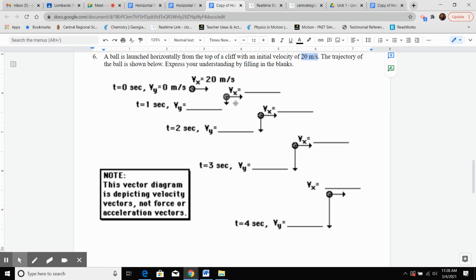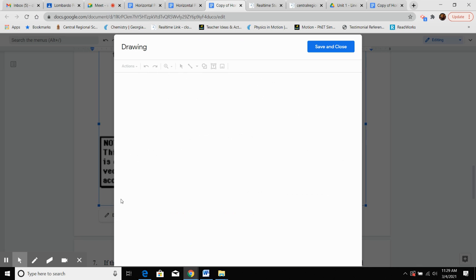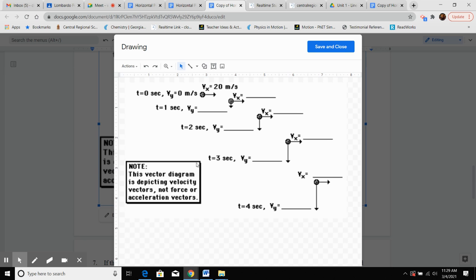To add this, pay attention, please, because I had people that weren't, and I was getting emails about this because they didn't know how to change it or write it on the picture. If you click on the picture, you can edit this in Google Drawing again. So you would click on the picture, and you're going to hit edit. We have to fill in the horizontal velocities, Vx, and the vertical velocities, Vy.